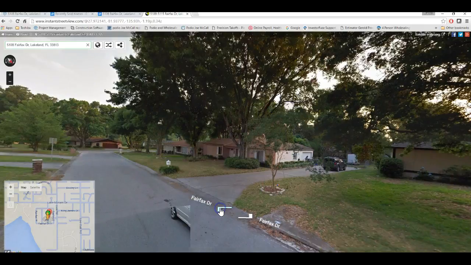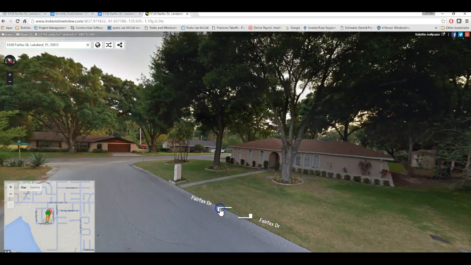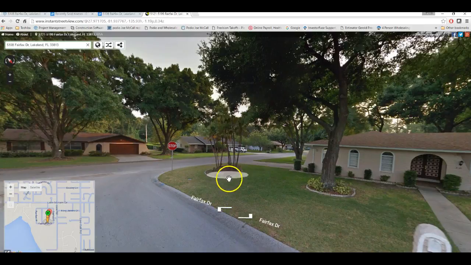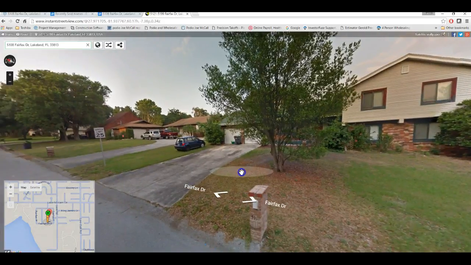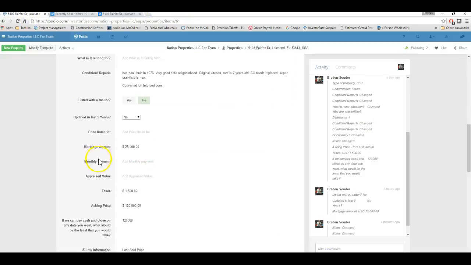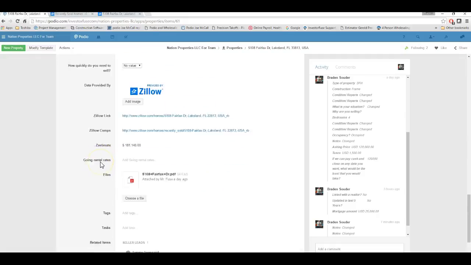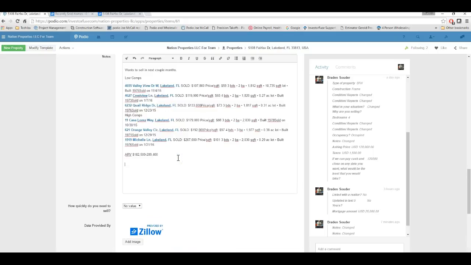Really good neighborhood, so this thing should sell pretty easy. Everyone keeps their yards nice. This is good stuff to see. At least we know. So I'm gonna make a note of that over here. Let's see. In the notes, I'm just gonna put nice neighborhood.